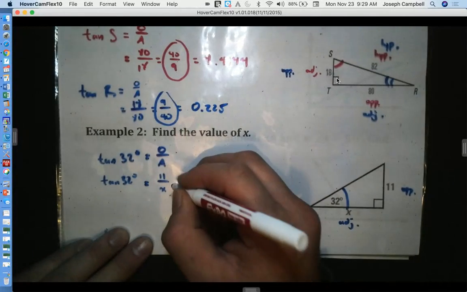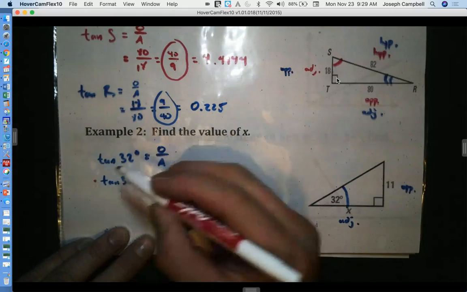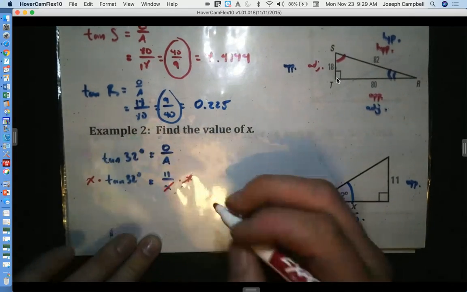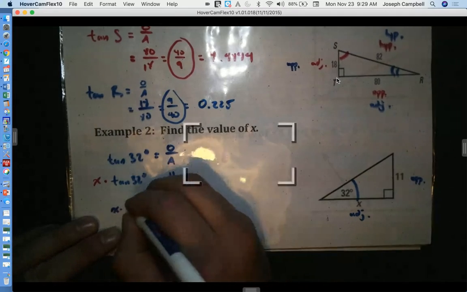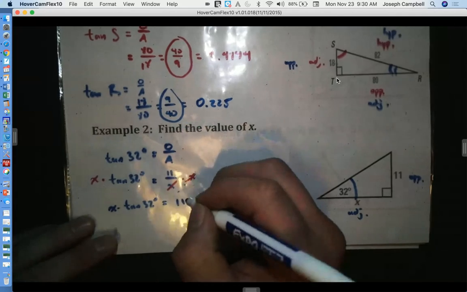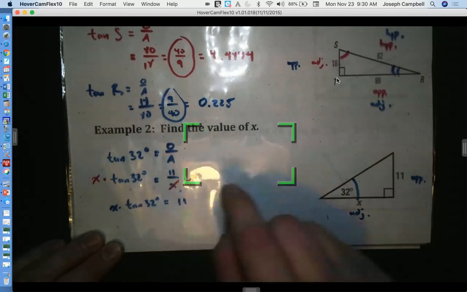I'll multiply. There's a lot of ways you can do it. I'm just going to probably do it the simplest way. Multiply both sides by x first. That'll get rid of the x in the denominator, right? So let's rewrite that. Now I have x times tangent of 32 degrees equals 11. Now to get x by itself, I have to get rid of that tangent 32, right?